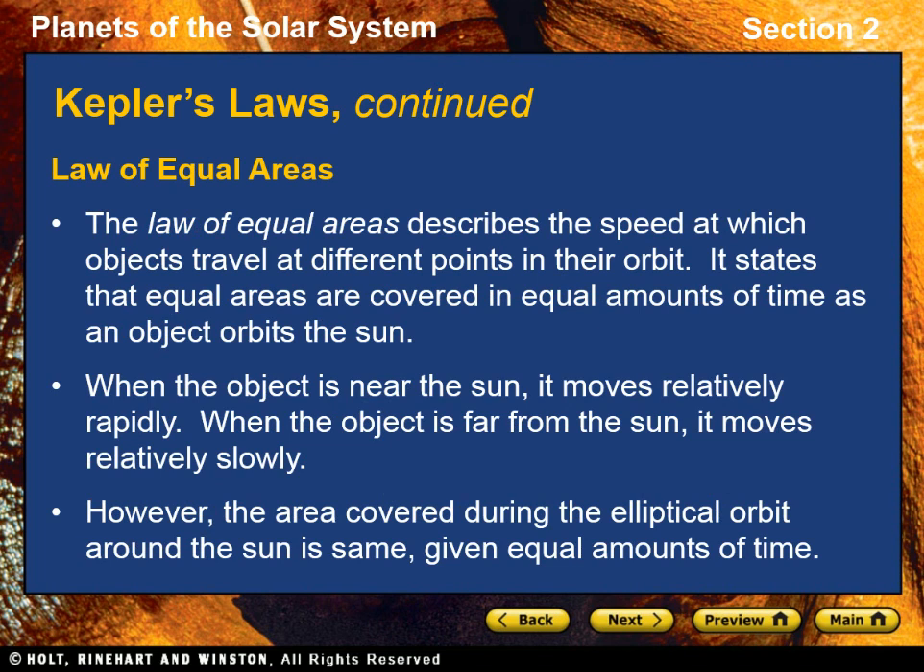Law of equal areas. Kepler's second law, the law of equal areas, describes the speed at which objects travel at different points in their orbits. Kepler discovered Mars moves faster in its elliptical orbit when it is closest to the Sun. He calculated that a line from the center of the Sun to the center of an object sweeps through equal areas in equal periods of time.